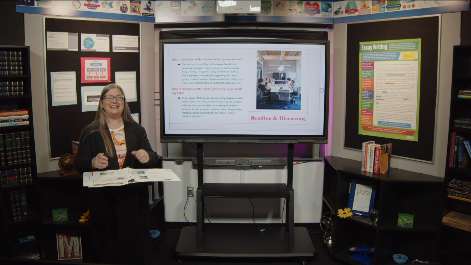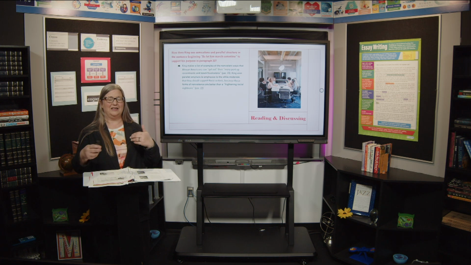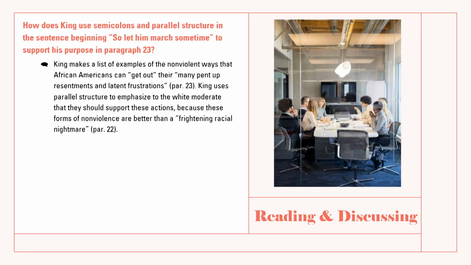Great job. I love that energy that you guys have. I'll go over the last question that we're going to go over for this set. So, how does King use semicolons and parallel structure in the sentence beginning, so let him march sometime, to support his purpose in paragraph 23? King makes a list of examples of the nonviolent ways that African Americans can get out their many pent-up resentments and latent frustrations, and that's from paragraph 23. King uses parallel structure to emphasize to the white moderate that they should support these actions, because these forms of nonviolence are better than a frightening racial nightmare, from paragraph 22.